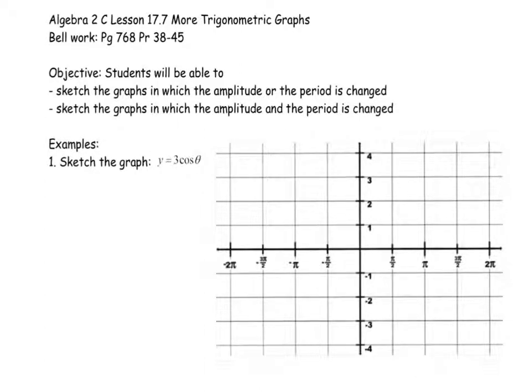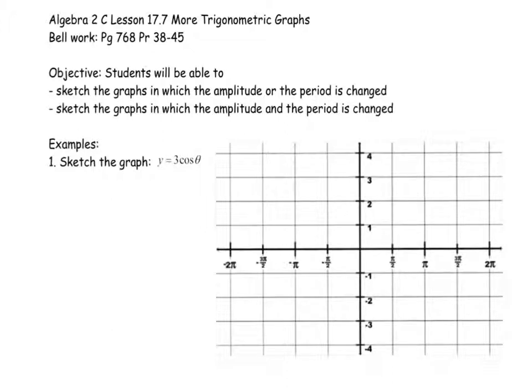In today's lesson, we are going to have some trigonometric graphs that are stretched vertically or horizontally. So if we are looking at our first example, which is y equals 3 times cosine theta, this graph is going to be stretched vertically, and it's because we have the multiplier of 3 in front of the cosine theta.